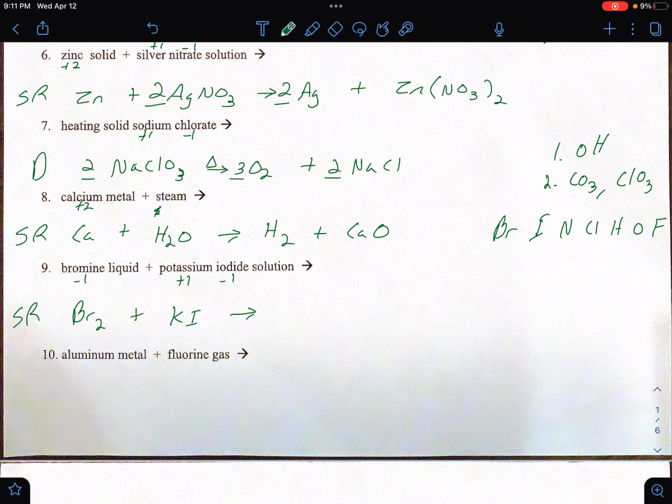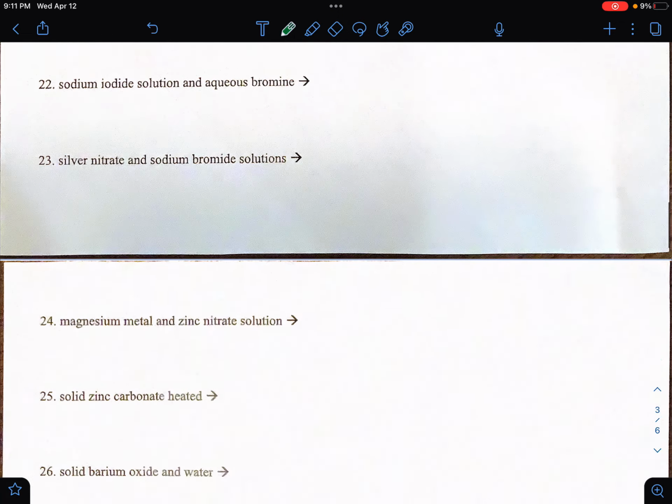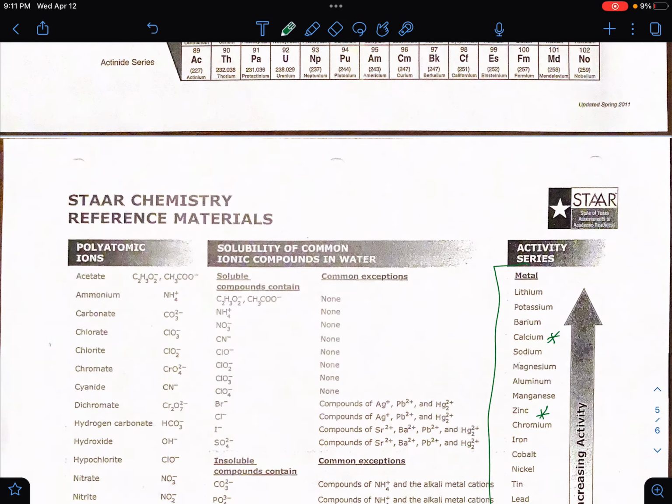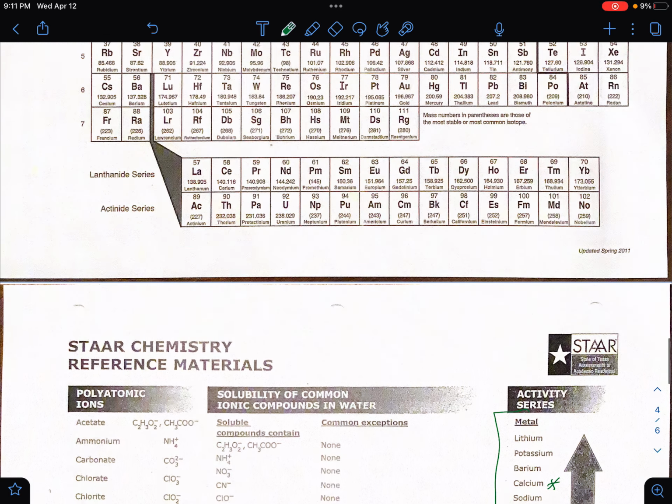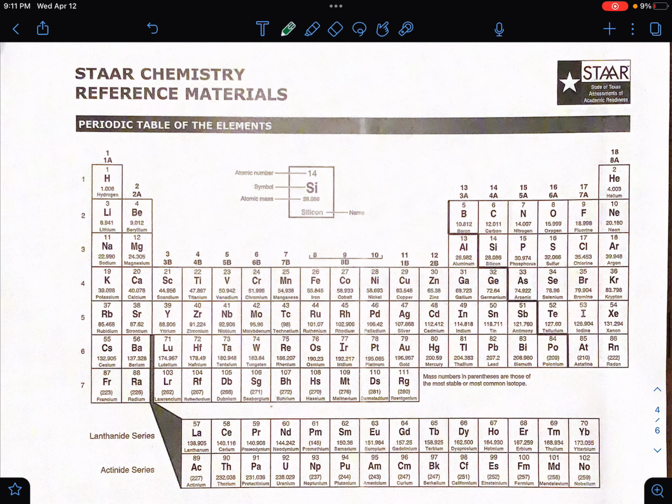But in this case, you have a negative trying to take a negative's place. And if you look on that activity series, you're not going to find bromine or iodine on that list at all because this list is for metals or cations. Okay, so if you're going negative and negative, what you want to do is use the periodic table the same way. Okay, the higher it is, the better it is.